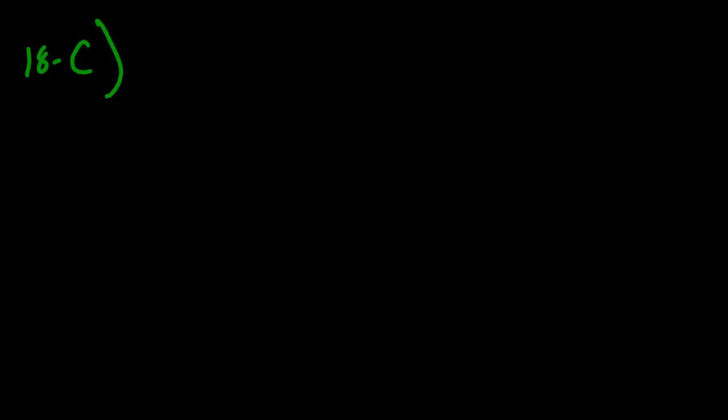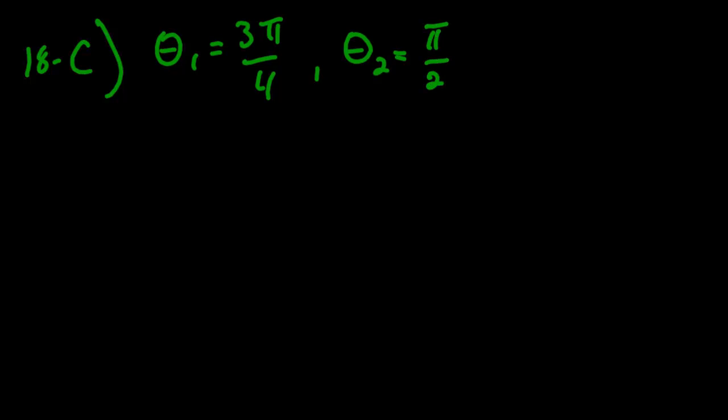18C. So we have theta 1 is equal to 3 pi over 4 radians, and theta 2 is equal to pi over 2 radians. And then L1 is equal to L2, which equals 5 meters. If you aren't used to radians, you may just want to convert it to degrees. That might be an easy way of visualizing it.